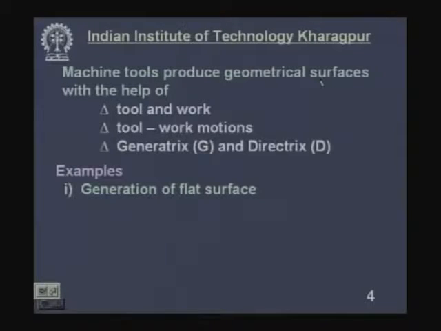Now, machine tools produce geometrical surfaces on the job with the help of the tool. To accomplish that, some tool work motions are necessary, and there are generatrix and directrix. These are two vectors and we have to just understand them conceptually, and with the help of generatrix and directrix we can explain a lot of the activities of machine tools.